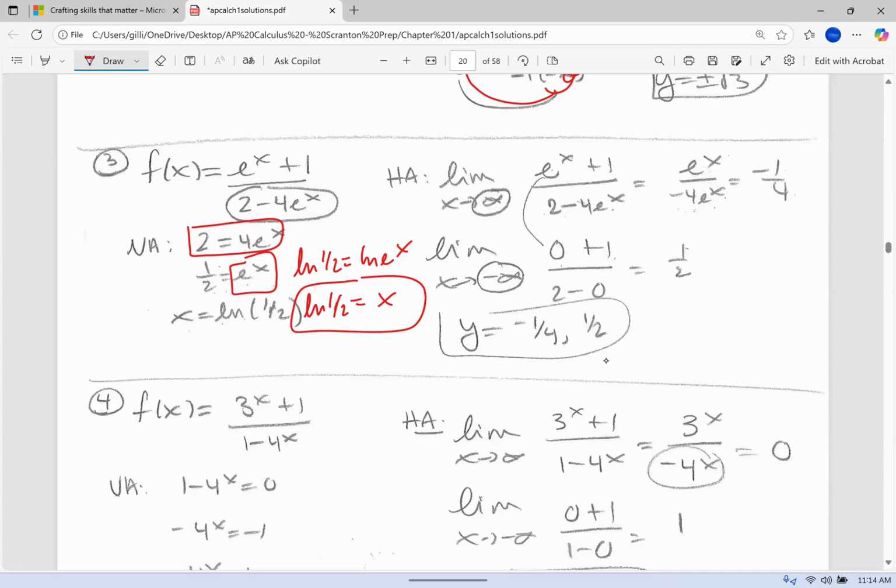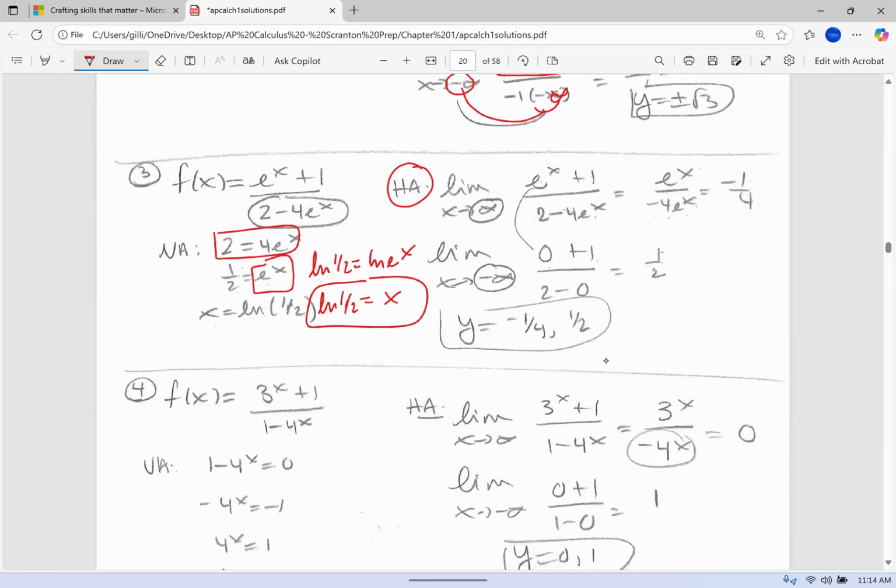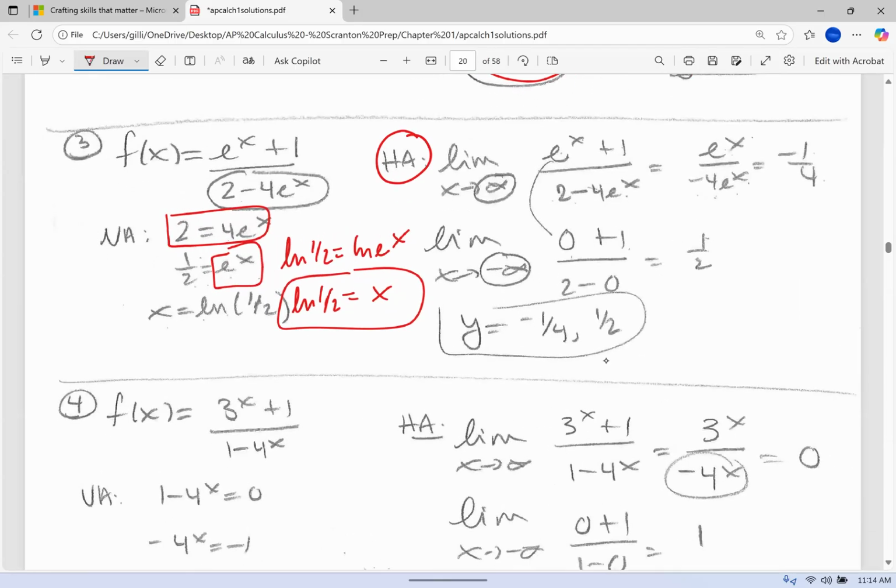But again, horizontal asymptotes are going to trigger that I observe a limit towards infinity and negative infinity. So with x approaching infinity, I'll get e to the infinity over negative 4 to the e to the infinity.